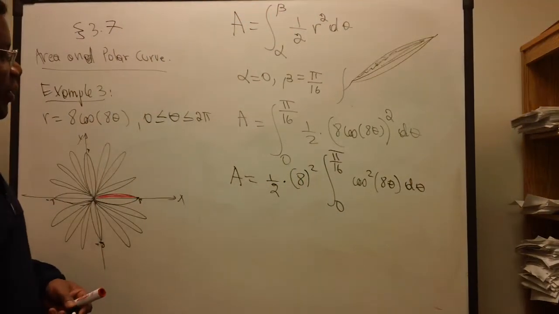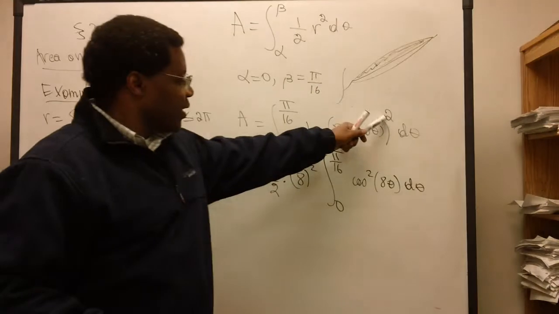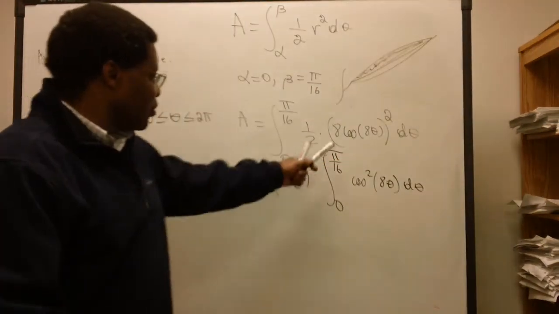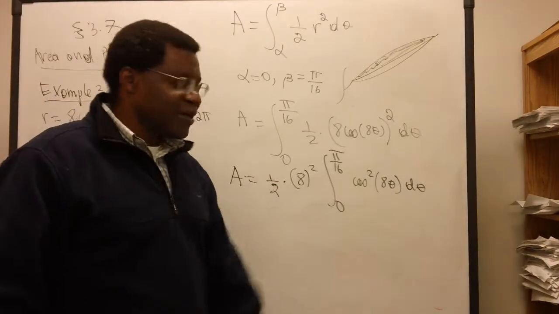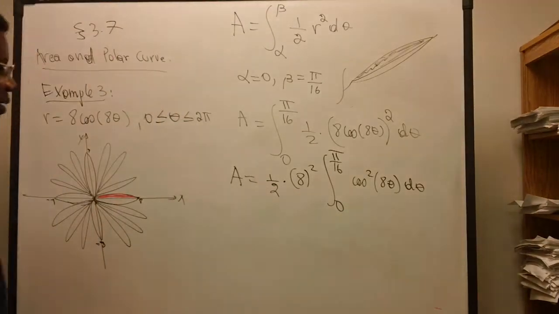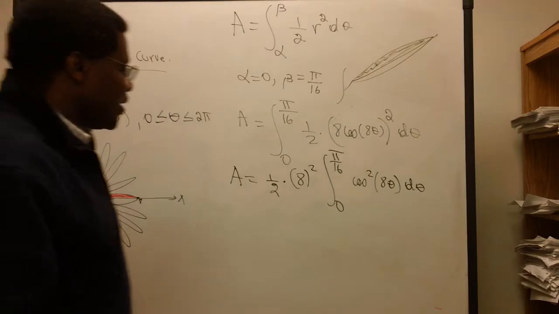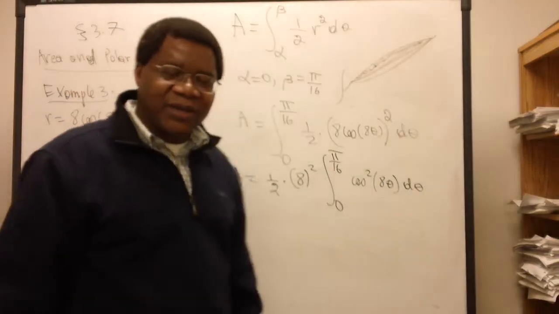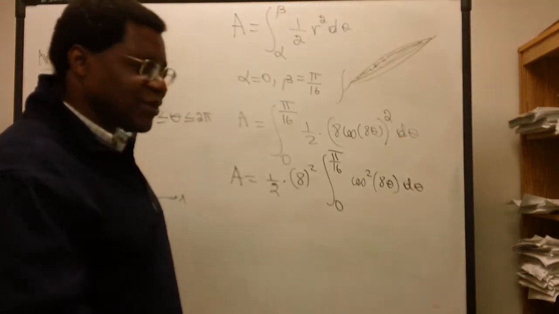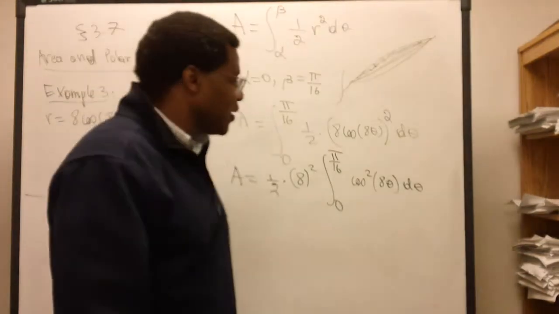Okay, so what did I do? Well, I squared 8 and then I squared cosine. When you square 8, you get 8 squared. Square cosine 8 theta, you get cosine squared 8 theta, and d theta. Alright, so now we need to integrate. But because we have cosine squared, we cannot integrate directly. We need to go back and use the double angle formula.